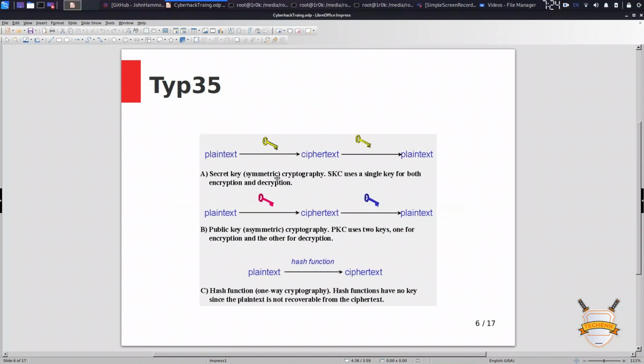The first one is symmetric cryptography. The second one is asymmetric cryptography. And the third one is not actually a type of cryptography, but for now you can consider it as part of cryptography. So the first one is symmetric.